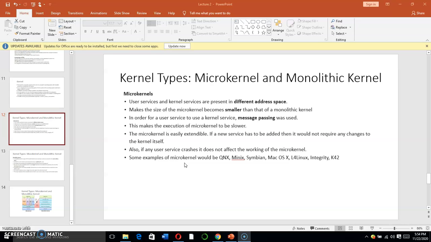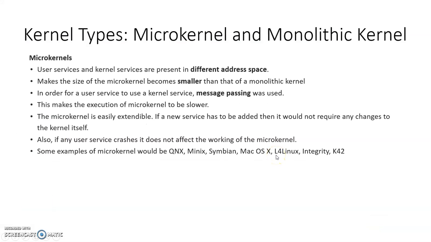Now, both the user services and the kernel services reside on the operating system. And that is what actually differentiates microkernels from monolithic kernels. In microkernels, user services and kernel services are in different address spaces. Now, you see the diagram of that scenario. This makes the size of the microkernel smaller than that of the monolithic kernel, because of course they are in different address spaces.